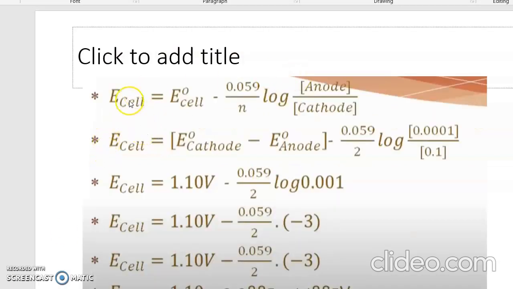Then write the Nernst equation. E is equal to E0 minus 0.059 by n log of products by reactants. So E cell is equal to the E0 of the cell we found, 1.10, minus 0.059. The number of electrons involved in this reaction is 2. And then you have to solve the log value. Log of 0.0001 by 0.1. So when you solve this, you will get minus 3. So when you substitute, the final answer will be 1.885 volt.